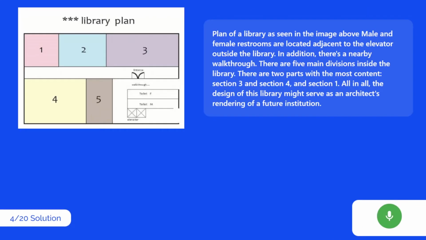Plan of a library as seen in the image above. Male and female restrooms are located adjacent to the elevator outside the library. In addition, there's a nearby walkthrough. There are 5 main divisions inside the library. There are 2 parts with the most content, Section 3 and Section 4, and Section 1.